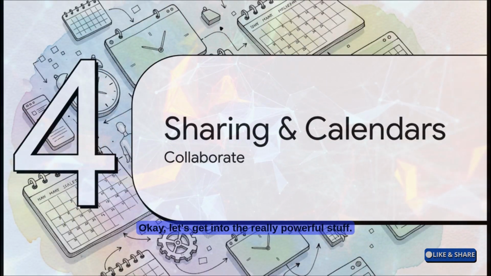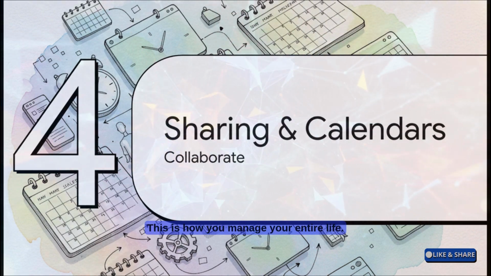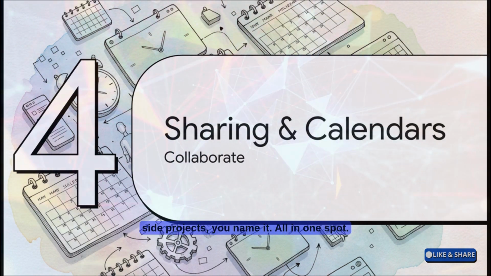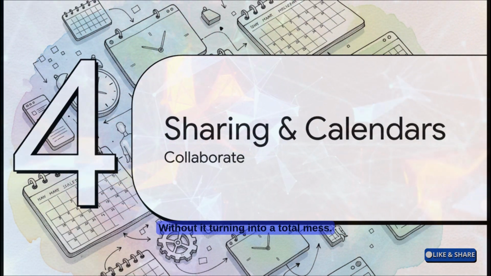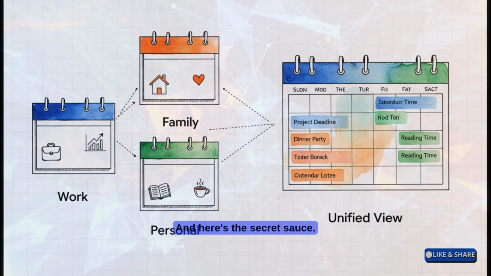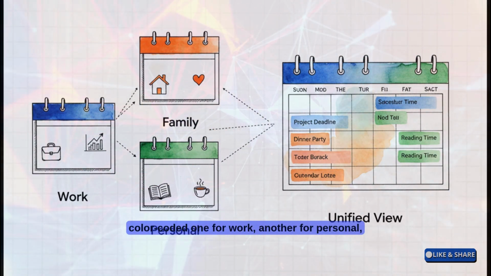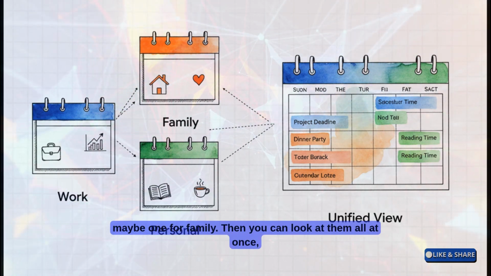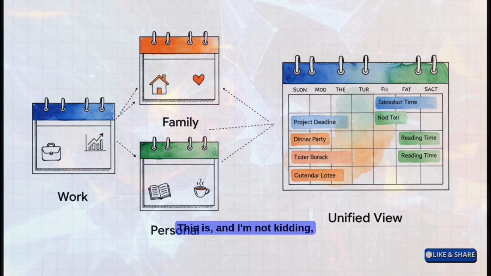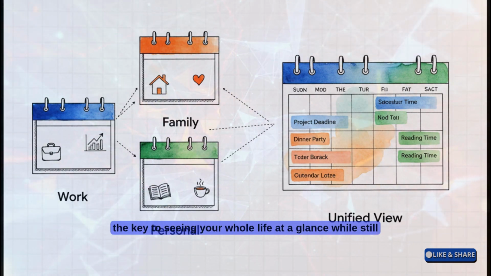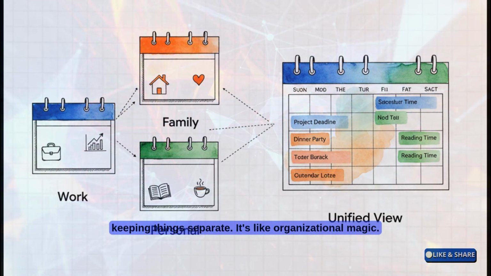Okay, let's get into the really powerful stuff. Collaboration and organization. This is how you manage your entire life. Work, family, side projects, you name it, all in one spot without it turning into a total mess. And here's the secret sauce. Stop jamming everything onto one calendar. Seriously, create a separate color-coded one for work, another for personal, maybe one for family. Then you can look at them all at once or just click to turn them on and off. This is, and I'm not kidding, the key to seeing your whole life at a glance while still keeping things separate. It's like organizational magic.